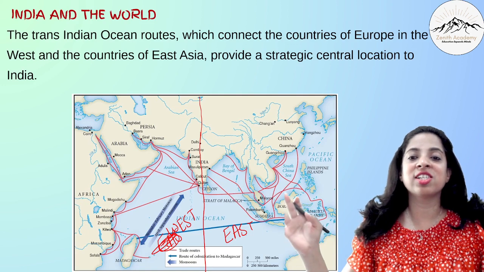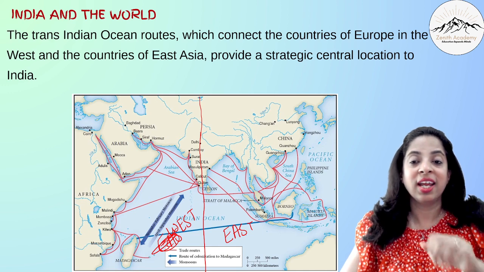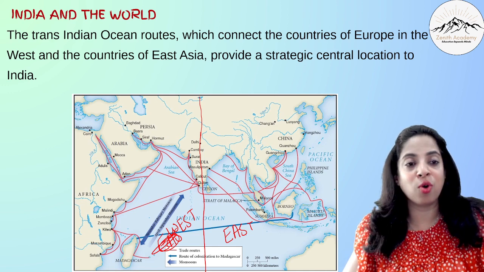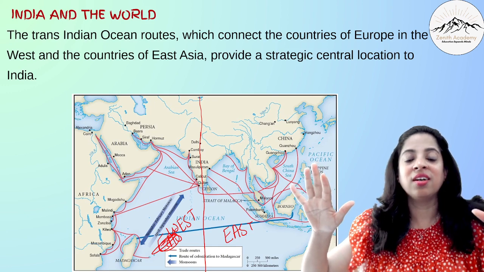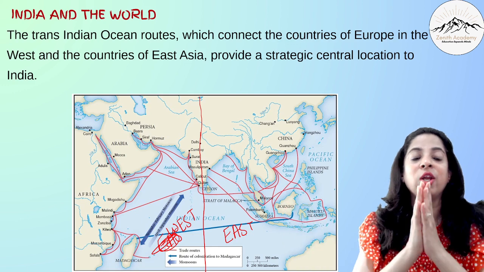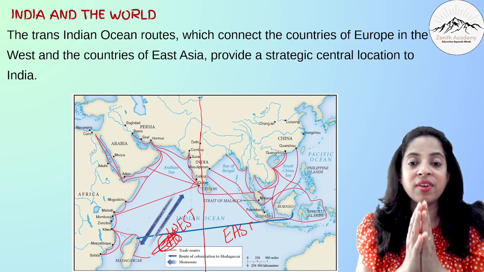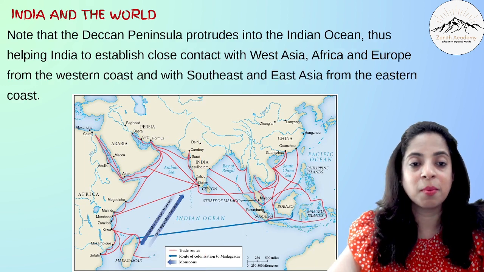And that provides a strategic central location to India. India has an amazing location. It can connect to countries of Europe in the west and countries of East Asia on the east side. So it has a very good location and it is very well connected to all the parts of the world through trans-Indian Ocean routes.